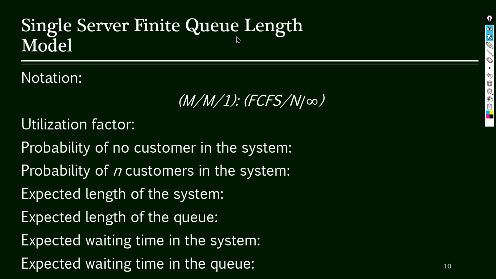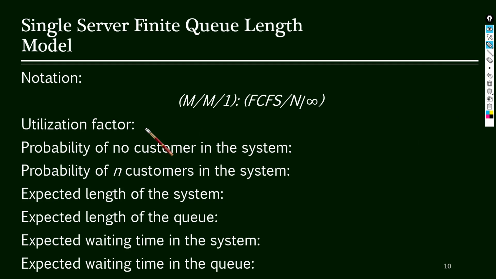As soon as the number of customers or patients reaches 50, then if the 51st customer arrives, he cannot join the system, he has to leave, okay, for the next day. Is it clear? So that is known as single server but finite queue length model. It is denoted in this way: M/M/1 / FCFS / N / infinity.